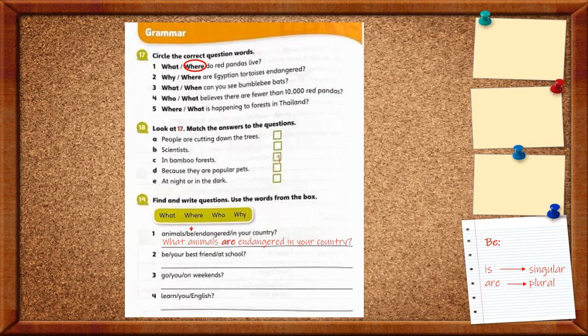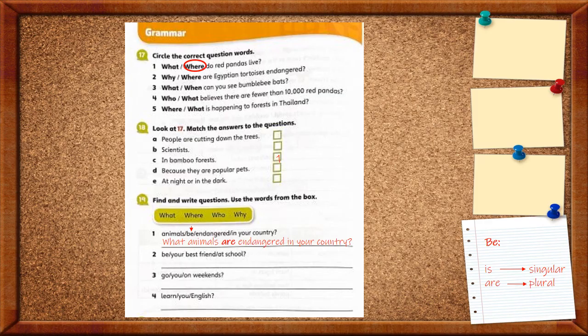Then on exercise 19 it says, find and write questions. Use the words from the box. Vamos a escribir preguntas utilizando las palabras que tenemos en el cuadrito de arriba. For example, number 1. How can we write the question? What animals are endangered in your country? ¿Qué animales están en peligro de extinción en donde vives?